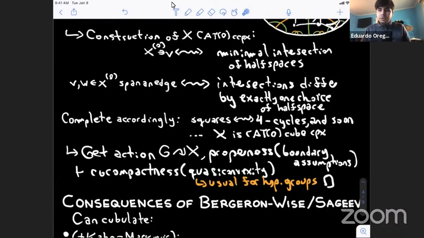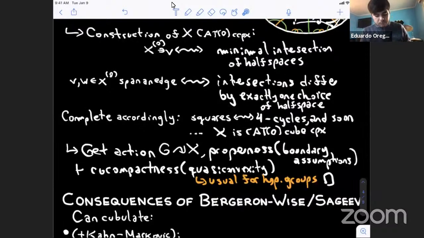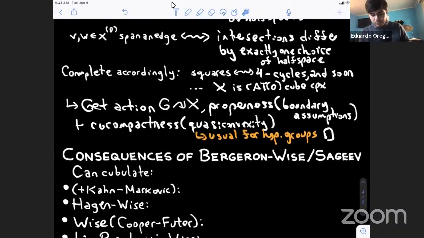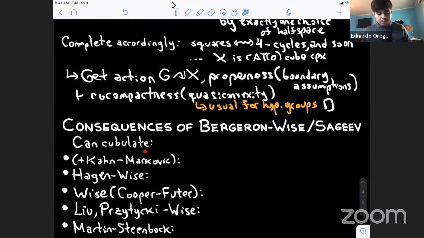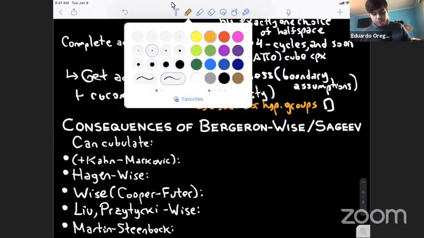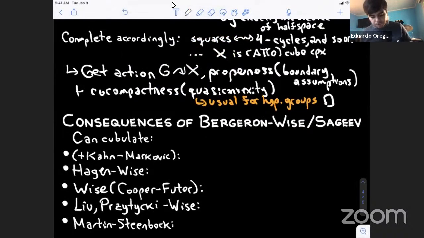Okay, so we have this statement, and we want to prove cubulation. Some consequences of the Bergeron-Wise criterion or Sageev's construction, or variations of this construction for groups that are not necessarily hyperbolic. From this we can cubulate, and here cubulate means getting a proper and cocompact action. So by Bergeron-Wise plus Kahn-Markovic, we can cubulate the fundamental group of a closed hyperbolic 3-manifold.